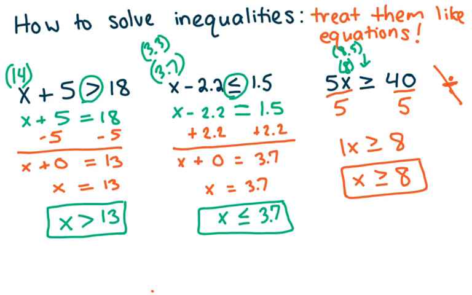5 times 8.5 is 42.5, and 42.5 is greater than 40. So you can see it works. This is how you solve inequalities. You treat them like they're equations. But inequalities have one more piece.